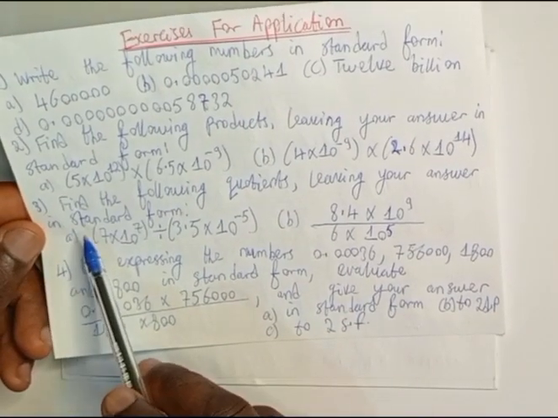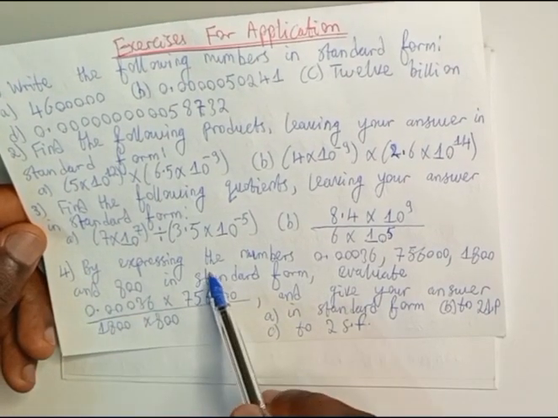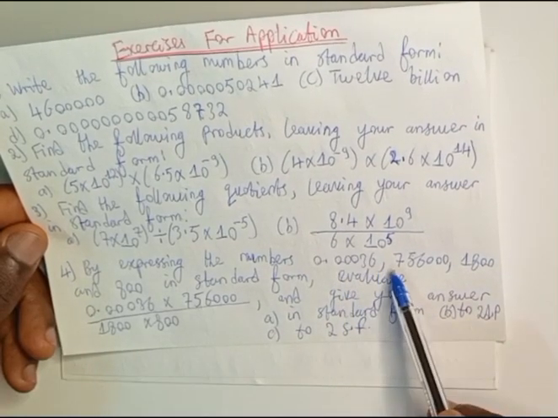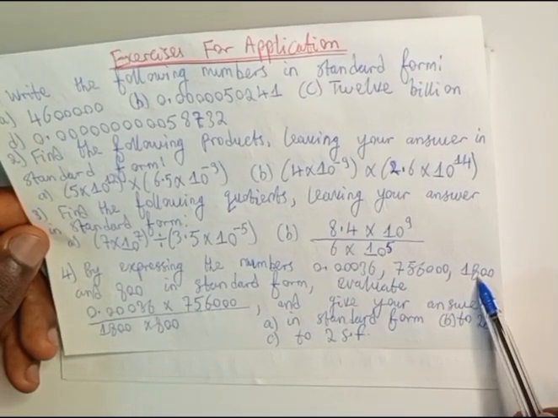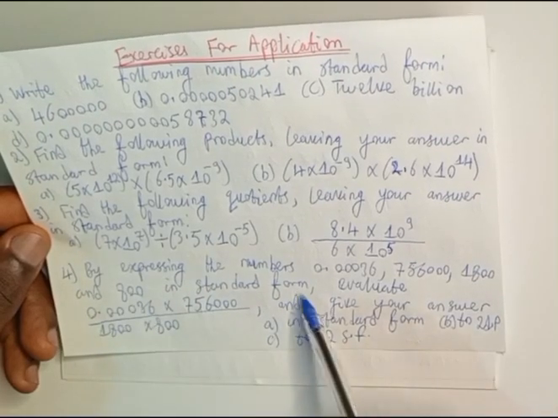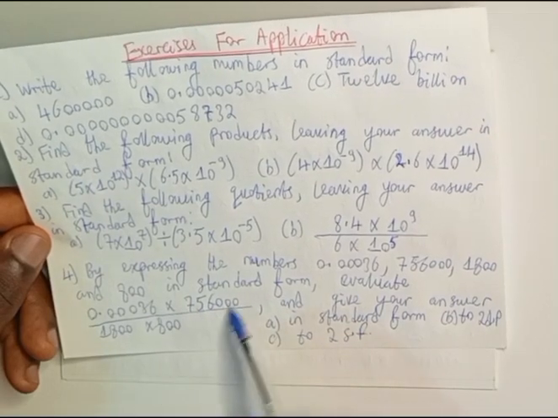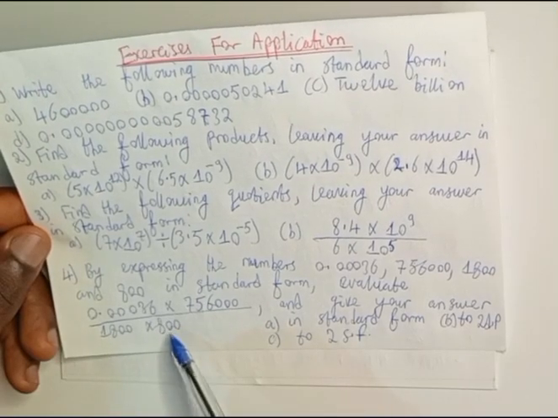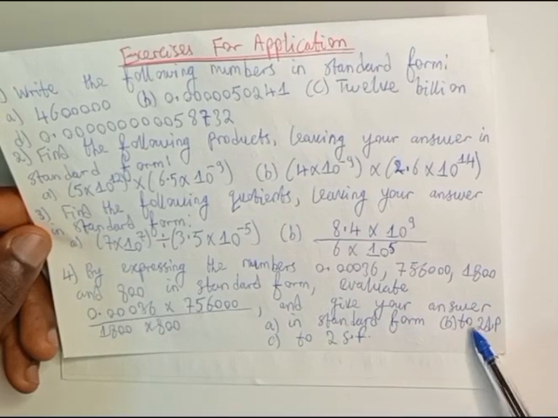We move now to question 4, which says by expressing the numbers 0.0036, 756,000, 1,800 and 800 in standard form, evaluate 0.0036 times 756,000 all over 1,800 times 800, and give your answer for question A in standard form, question B 2dp, question C 2sf.